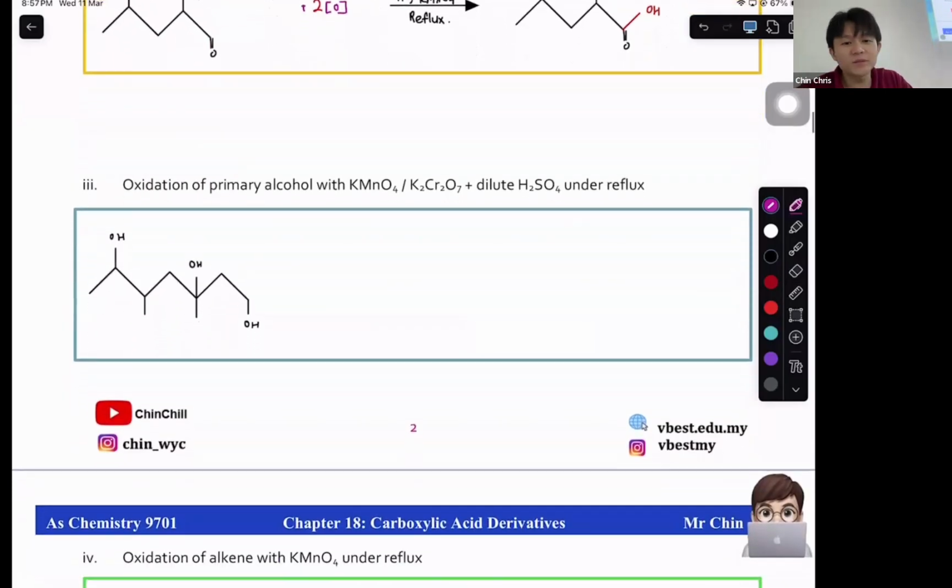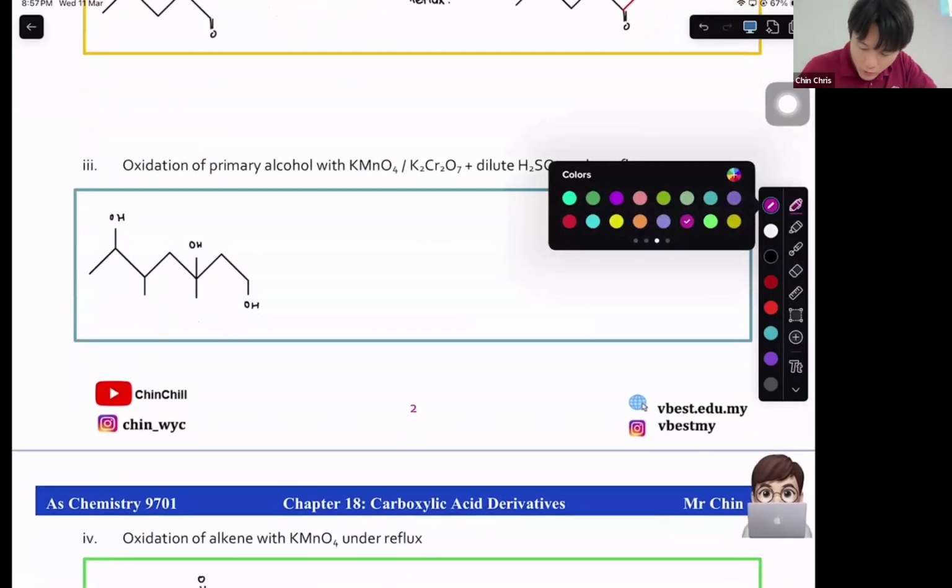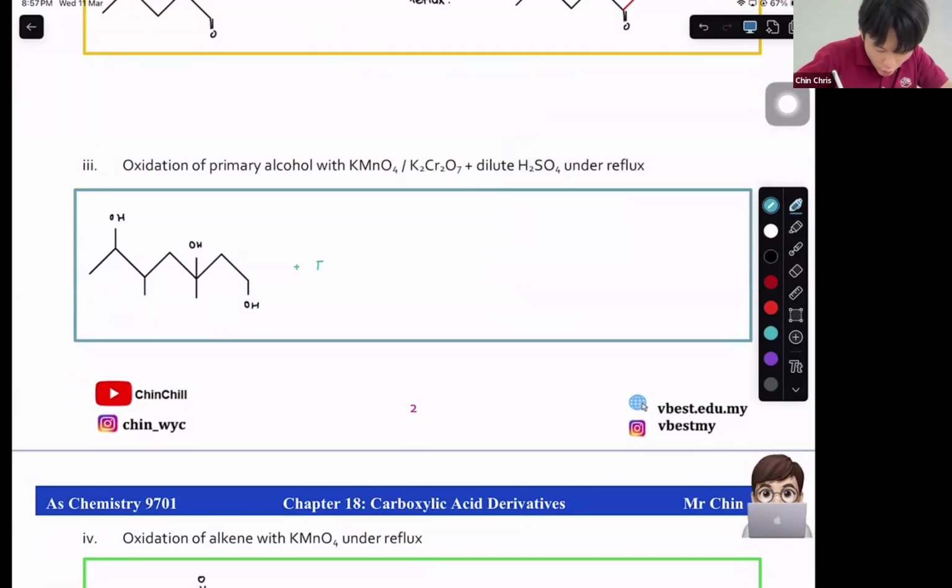Alright, guys, please oxidize this for me. Okay, the condition is I want you guys to oxidize it under acidified K2Cr2O7 and reflux. Go.